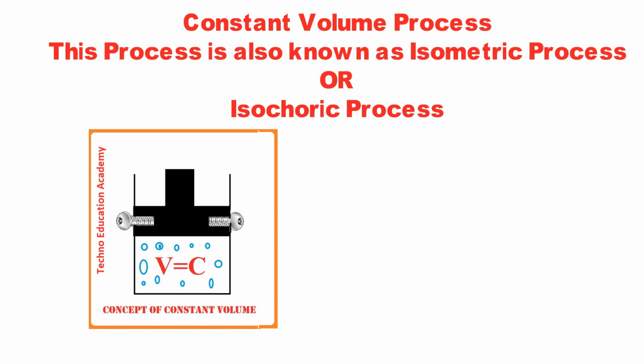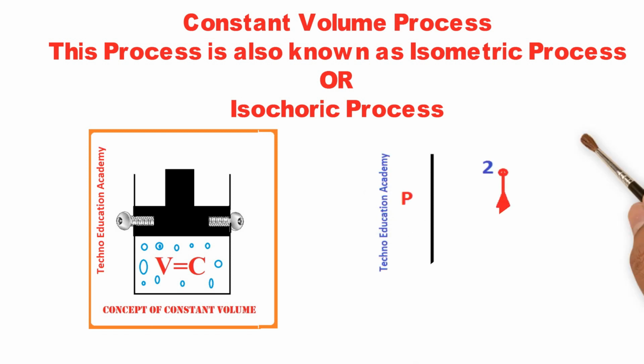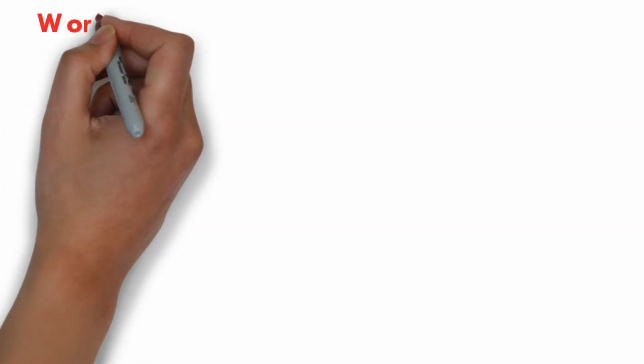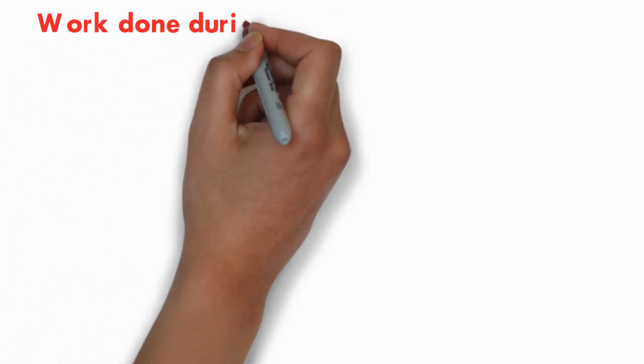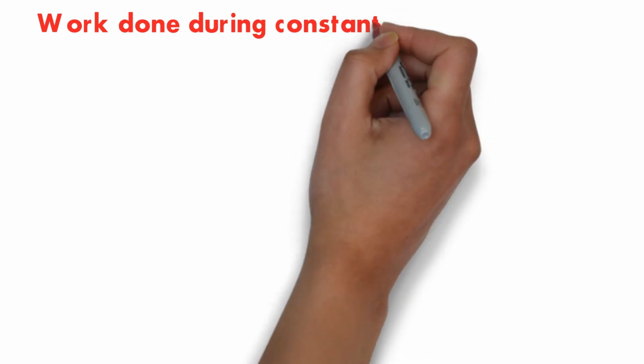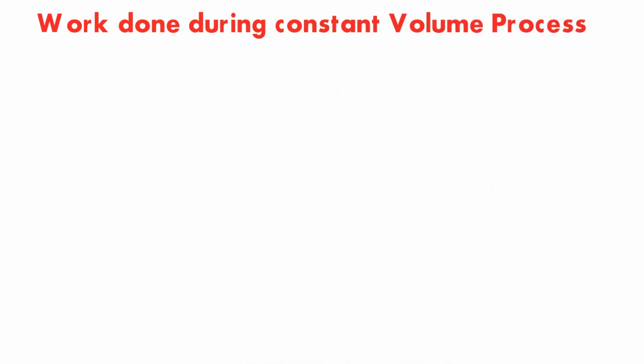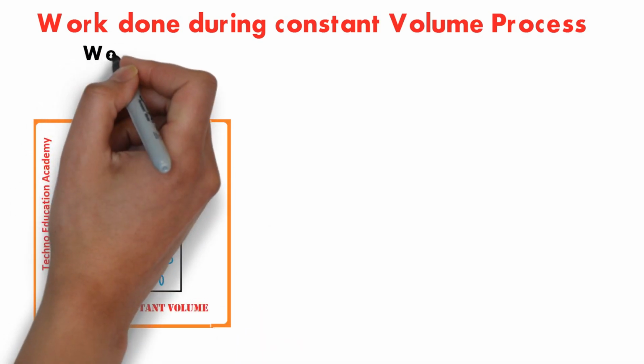Here you can see the process on the PV diagram, process 1 to 2. Throughout the process 1 to 2, volume remains constant during heat supply or during heat rejection. So V1 equal to V2. It will be represented on the PV diagram, pressure versus volume diagram. And during constant volume process, now we derive the equation of work done for constant volume process.